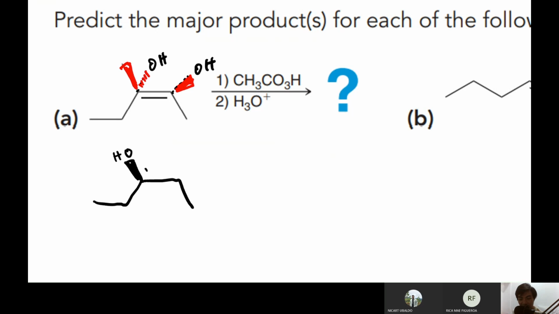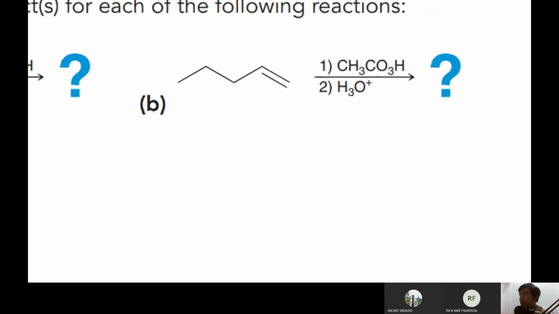Ay, ba't ko nilagay sa harap? Sige, lagay ko na lang sa harap. Okay. Naduduling na ako. Okay, so ganun lang ha. So yan, pwedeng nasa baba yung isang OH, nasa harap yung isang OH, or nasa harap itong OH na ito, tapos nasa likod yung OH na yun. So ganun lang. So easy. Basta anti ha, anti-addition. Next one.